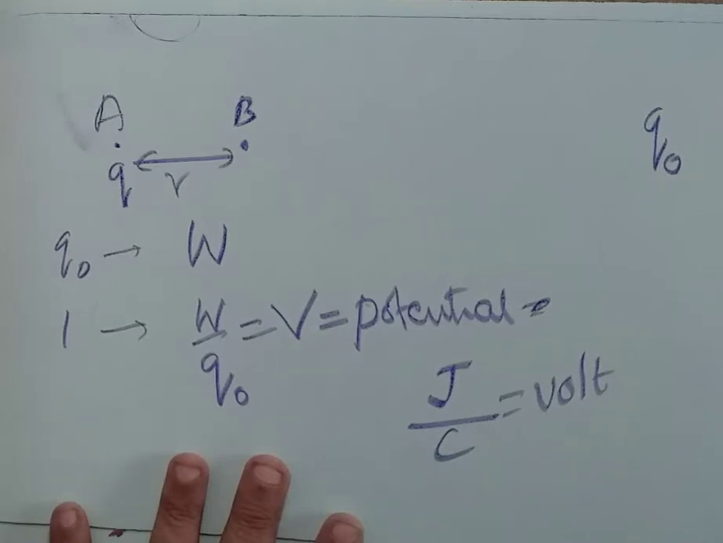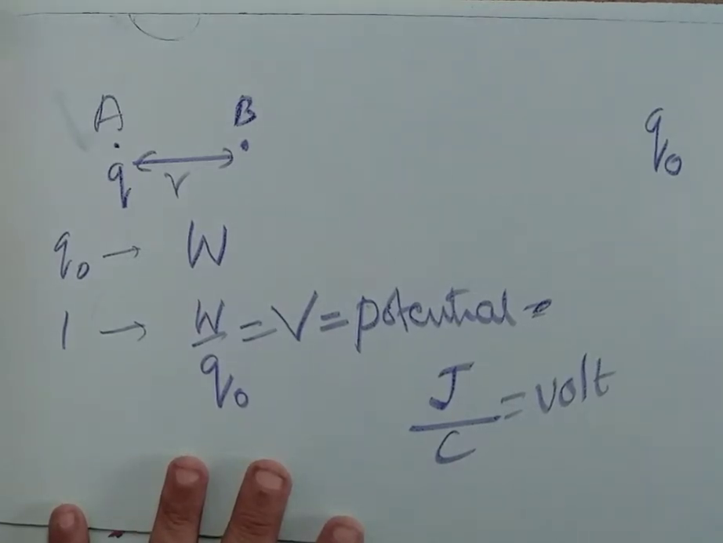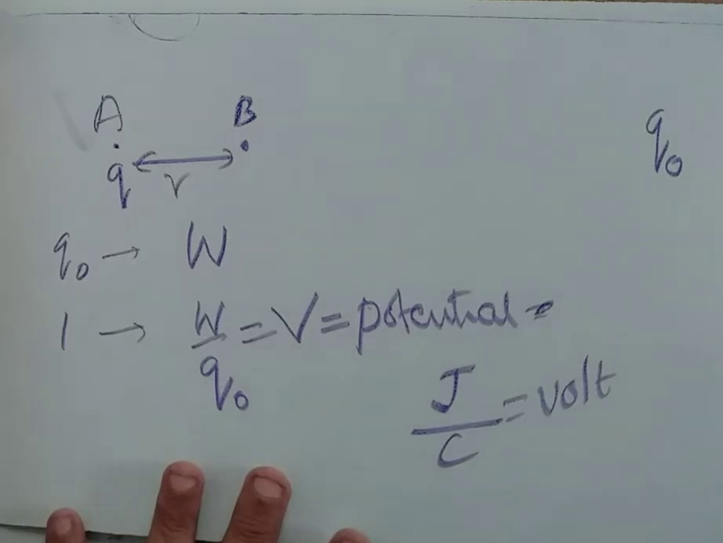Let me repeat once again. Electric potential at a point is said to be 1 volt when 1 joule of work is done in bringing 1 coulomb of charge from infinity to the given point against the repulsion, or against the field also we say, without accelerating it. That is the definition of 1 volt.